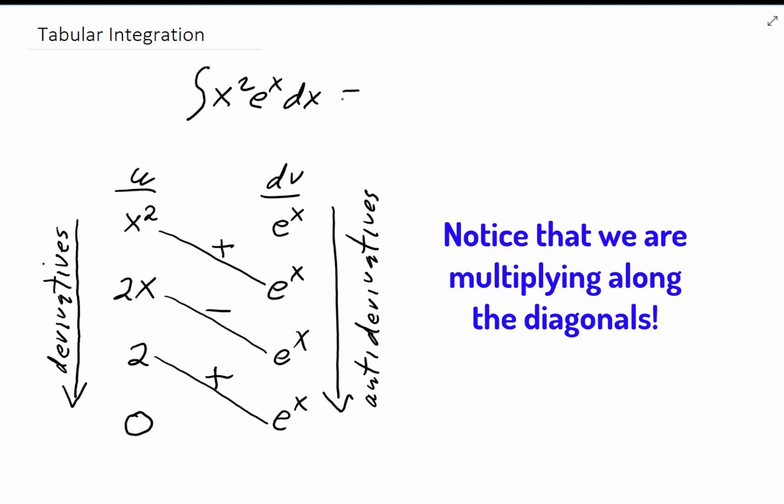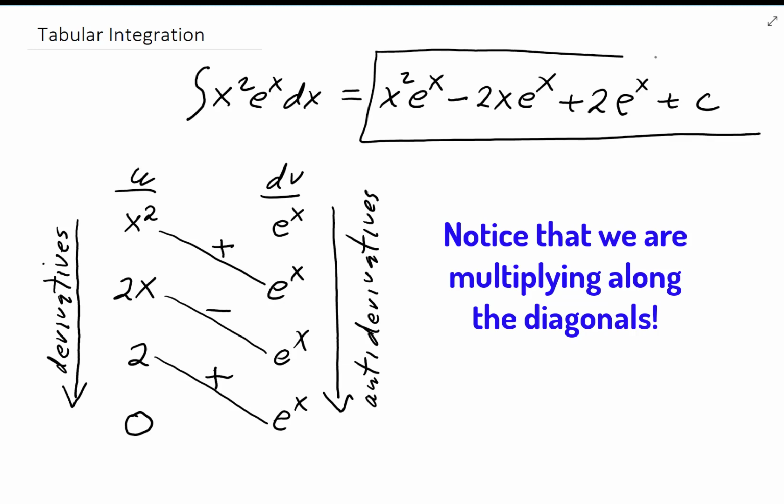There's our answer. On the first diagonal, we have a positive x squared times e to the x. On the second diagonal, a negative 2x times e to the x. On the third diagonal, we have a positive 2 e to the x. And we put on a plus c, and we're done.